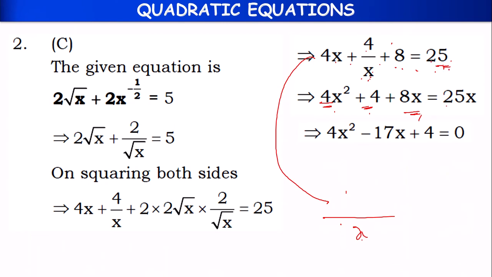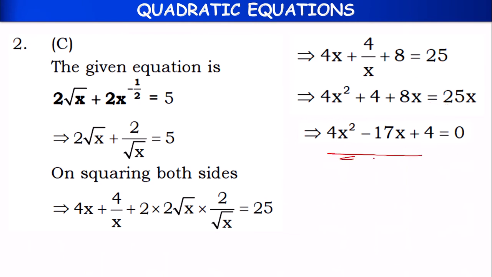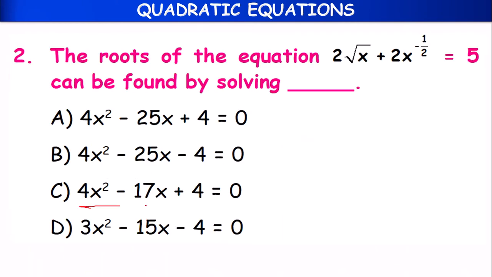But if this x goes towards the right hand side, it will become 25x. So if we take all terms on one side, 4x square, 8x minus 25x equal to minus 17x plus 4 equal to 0. So the final equation is 4x square minus 17x plus 4 equal to 0. So C option, 4x square minus 17x plus 4 equal to 0. If the given equation is reduced to quadratic equation form, that will be equal to this C option.